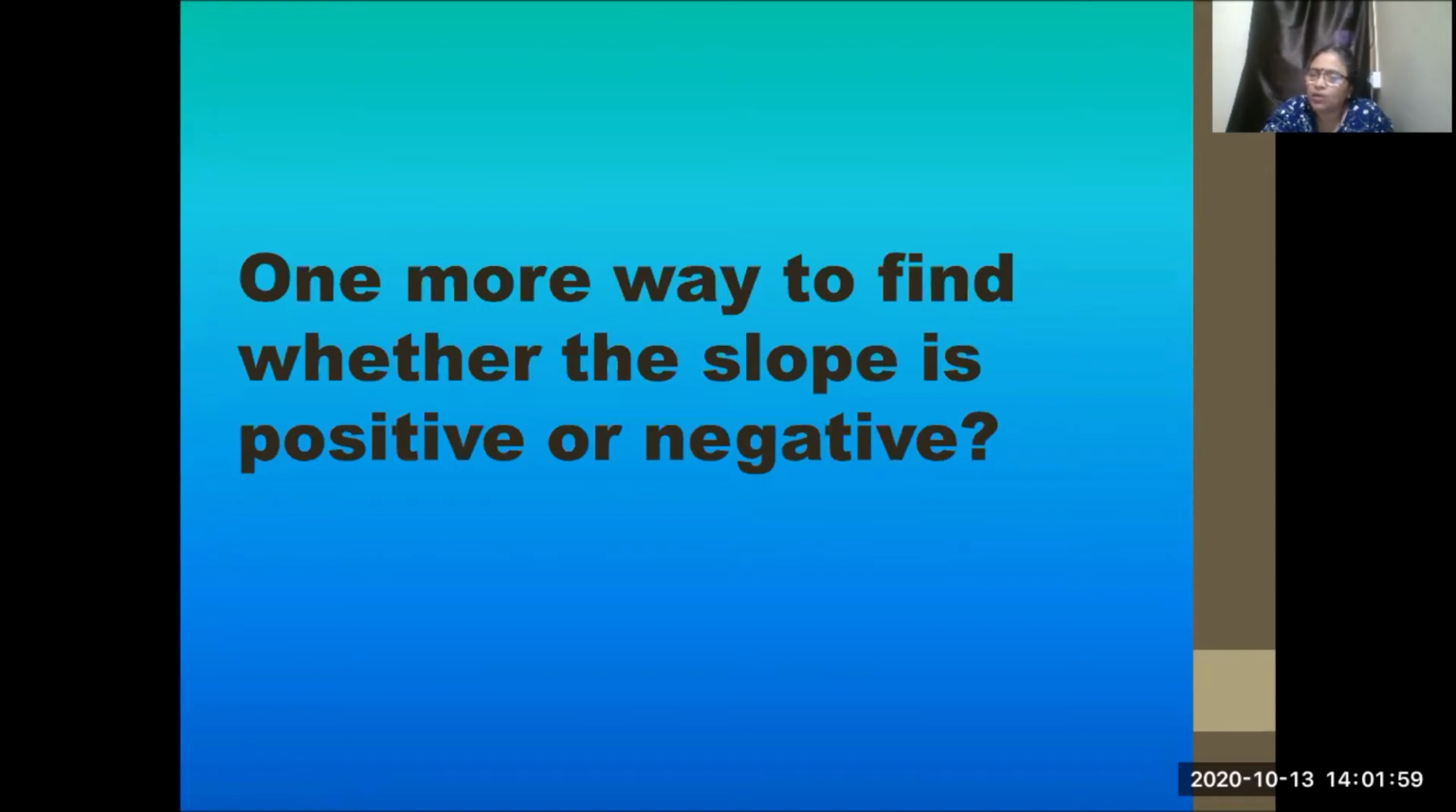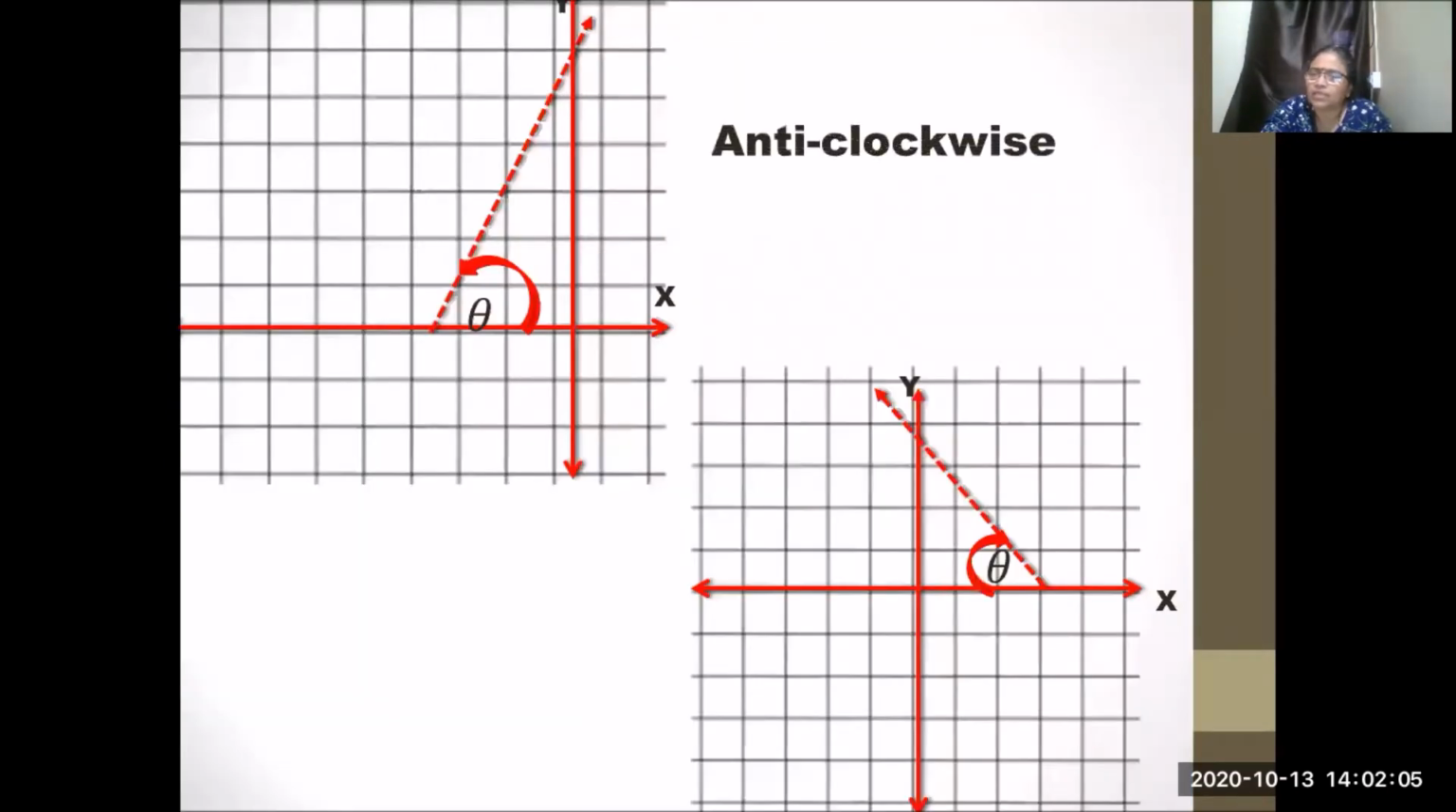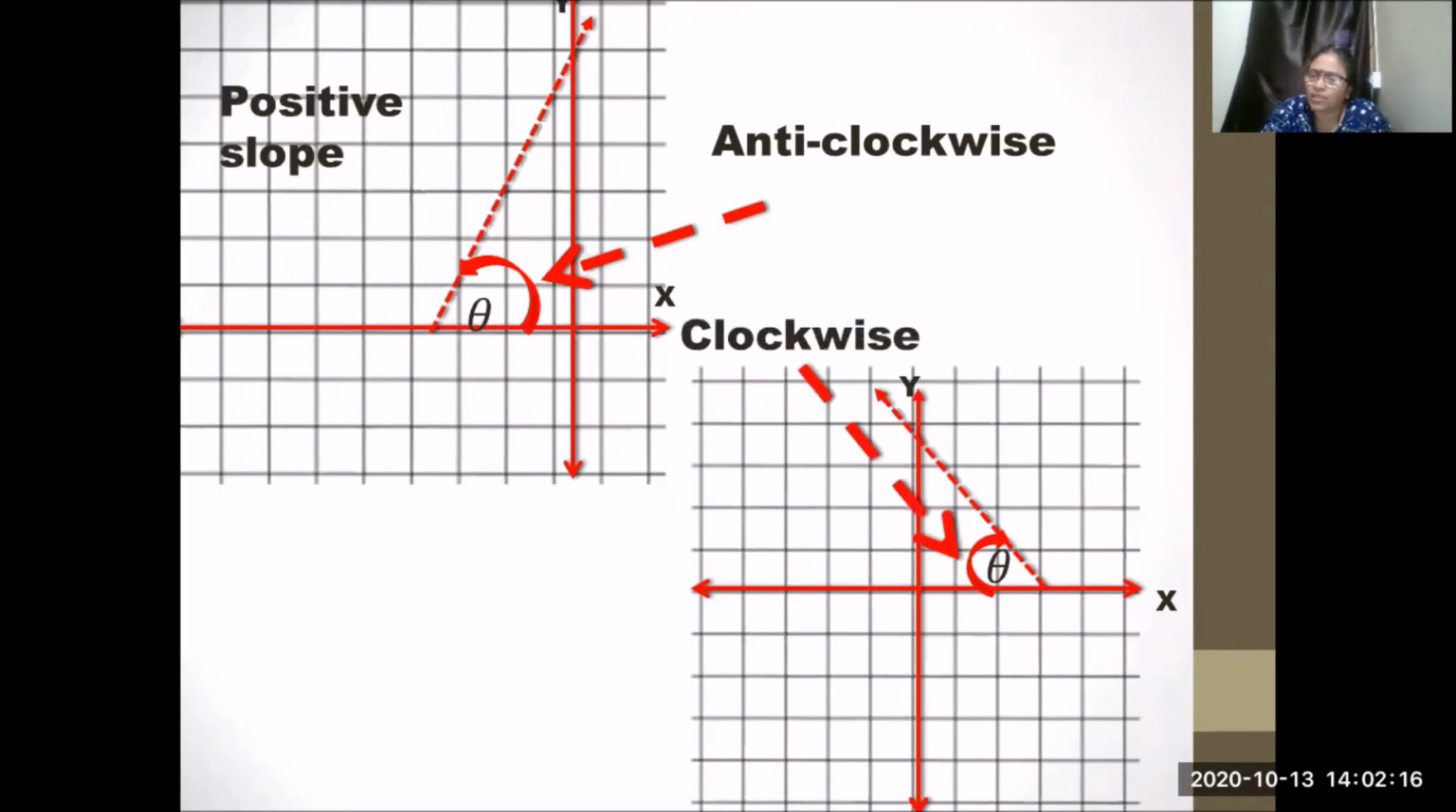If the angle of inclination is an acute angle from the x-axis to the line, and if it is in the anti-clockwise direction, then the slope is positive. Similarly, if it is in the clockwise direction, that is the angle from the x-axis to the line, it will be negative. Remember, it is the acute angle from the x-axis to the line in both cases.